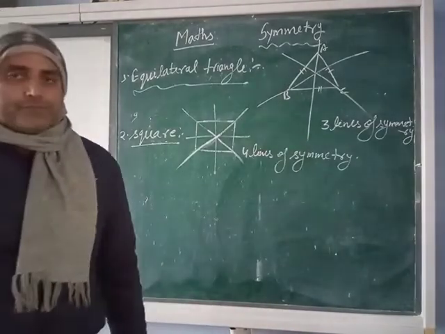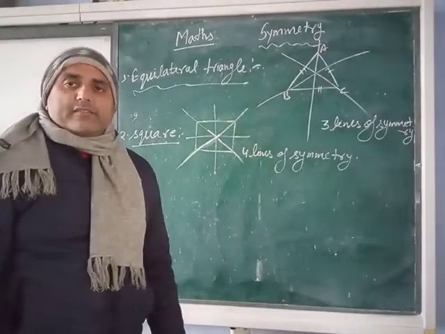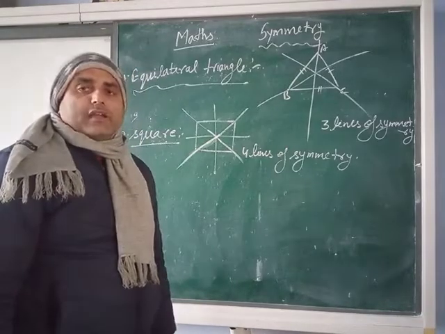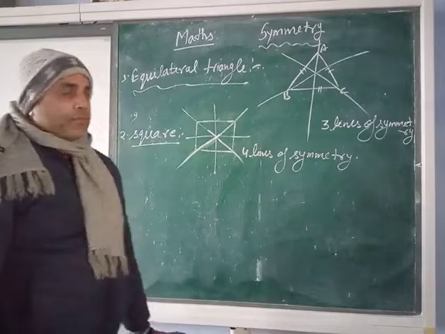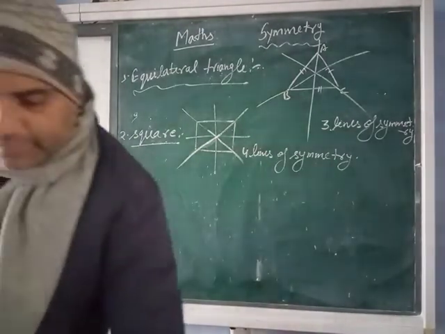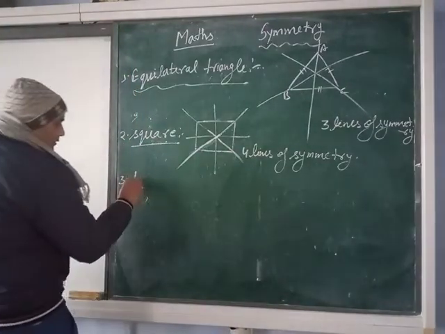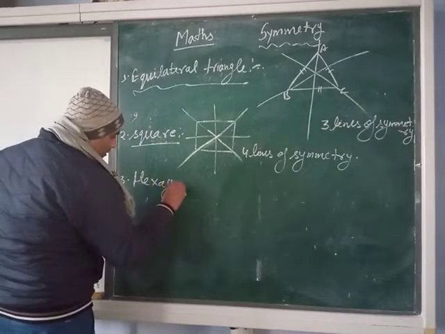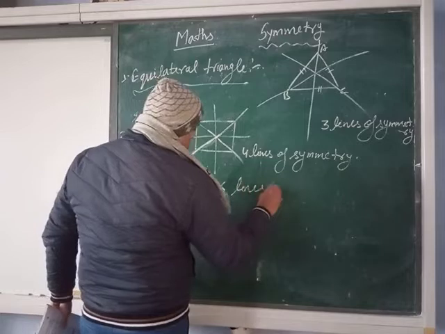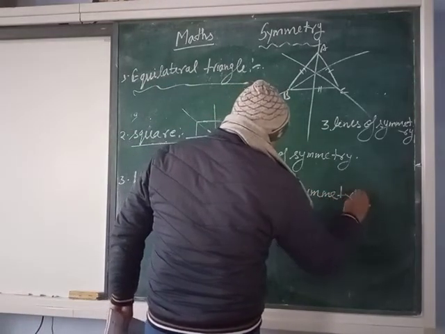Same as a polygon. A polygon means a closed figure. If we say hexagon, a regular polygon, regular polygon means all its sides and angles are equal. Is it clear? So if we draw a polygon, that could be a hexagon or a pentagon. So if there is a hexagon, then it has 6 lines of symmetry. Okay.